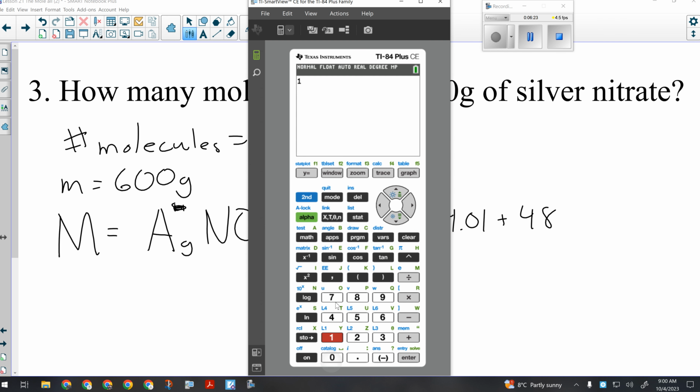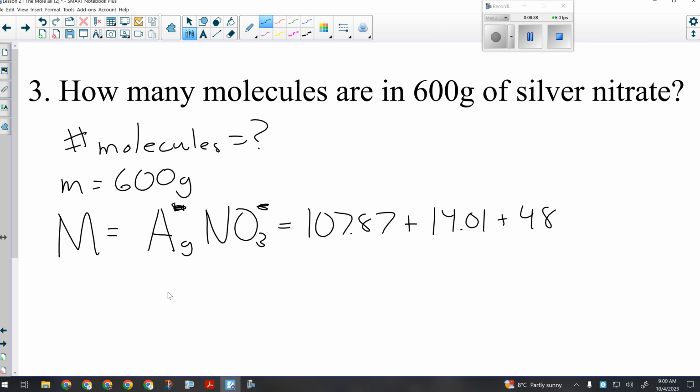Okay, so we got 107.87, and plus 14.01, that's my nitrogen, plus my 3 oxygens, 48, is going to give me 169.88 grams per mole.